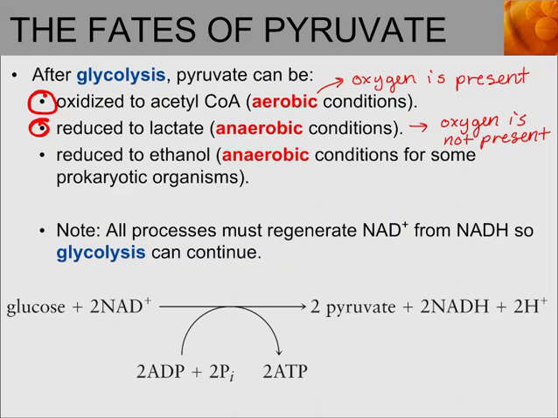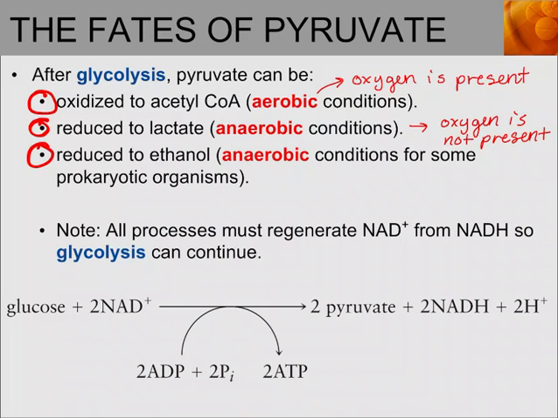Now there's another process where pyruvate can be reduced to ethanol, and this is also an anaerobic condition. This is for some prokaryotic organisms, which we haven't talked about, and it's not super important here, so don't worry too much about it. But I just wanted to show you that pyruvate doesn't have just one path that it takes in our bodies. It can go on to other paths as well.